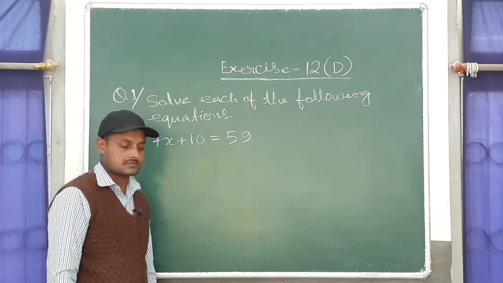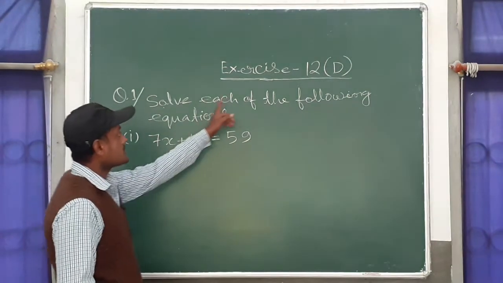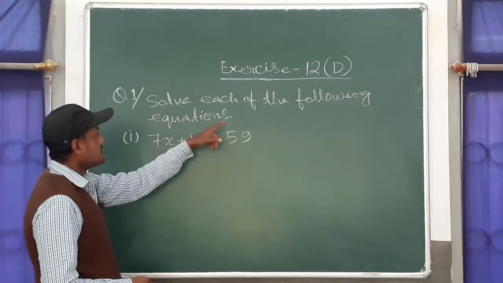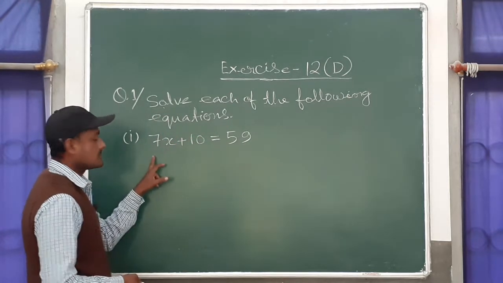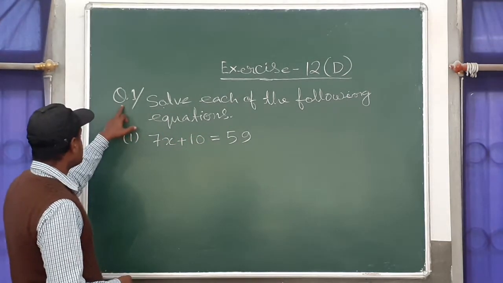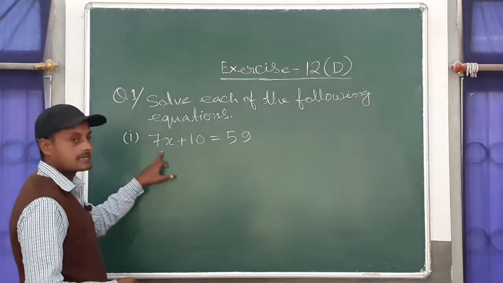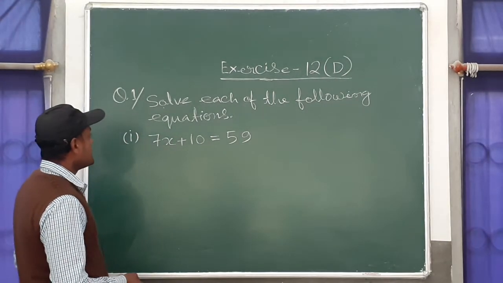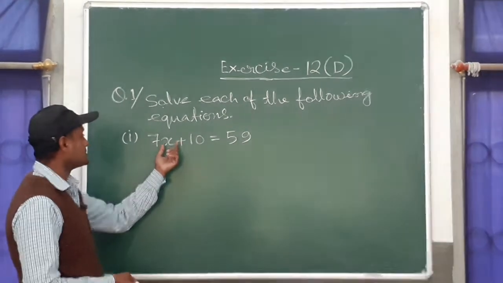Good morning, students. Today we are going to start exercise 12D, that is, solve each of the following equations. The first question, number 1, part 1, is 7x plus 10 is equal to 59. So we have to find the value of x here.